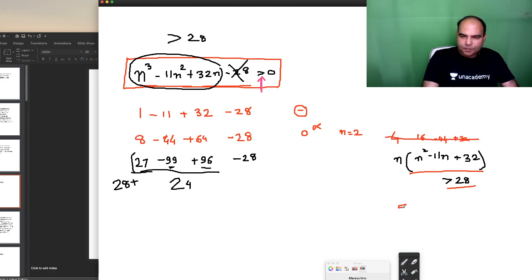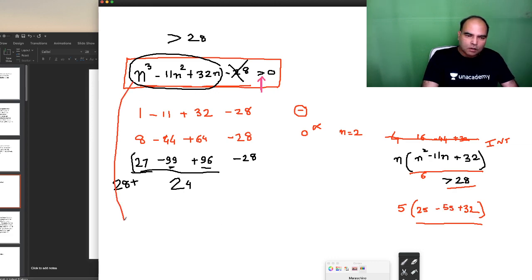At 5, and since n square minus 11n plus 32 will always be an integer, it cannot be a decimal. So I want this number to be at least 6. 6 or more is okay. So when I put n as 5, I realize that to make this product greater than 28, I need the inside bracket to be more than 6 or more than 6. So with n equals 5, I've got 25 plus 32, 57 minus 55.